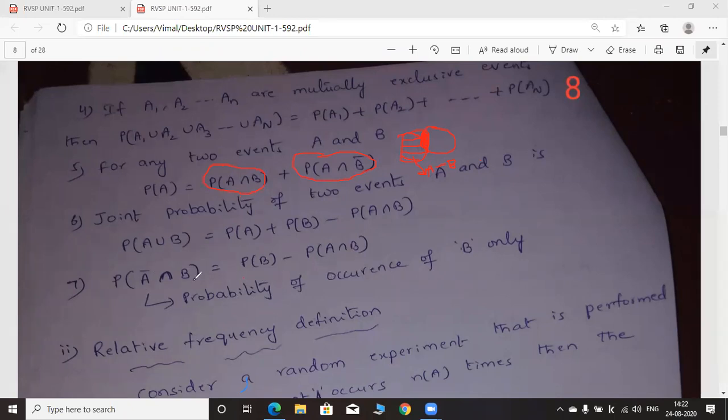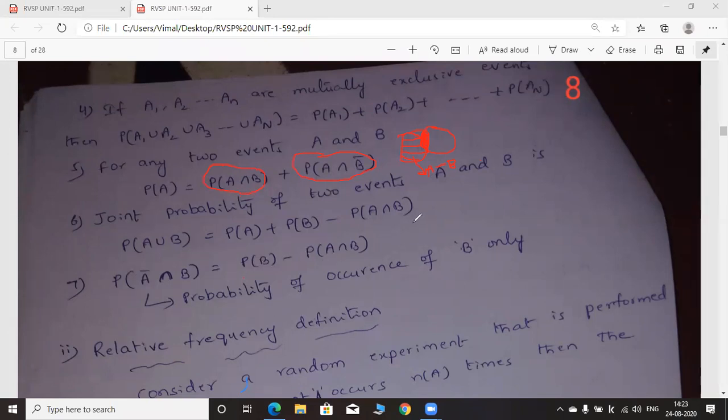Probability of A bar intersection B can be written as probability of occurrence of B only. We have to consider the area of B only. We should not consider the area which belongs to capital A, because here A complement is given. A complement means the portion of A must not be contained here. This can be written as probability of B minus probability of A intersection B.